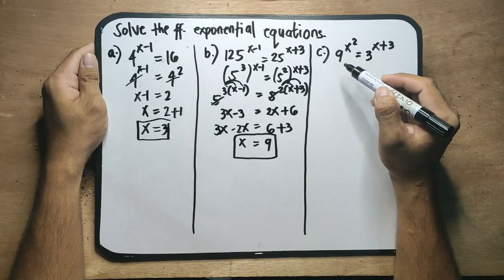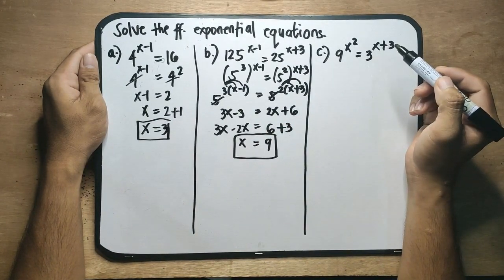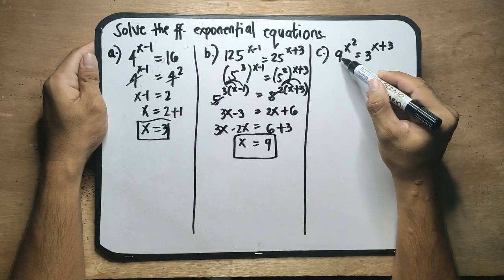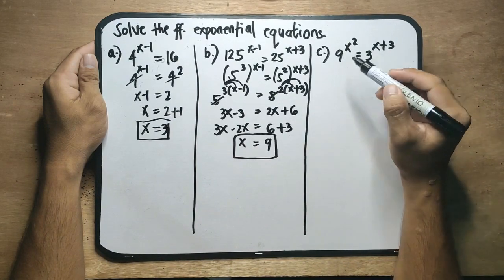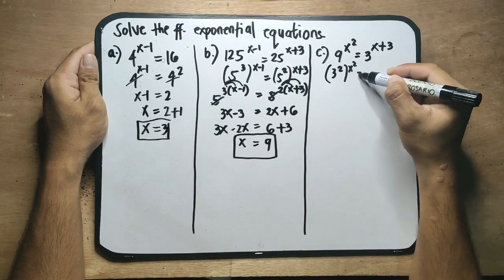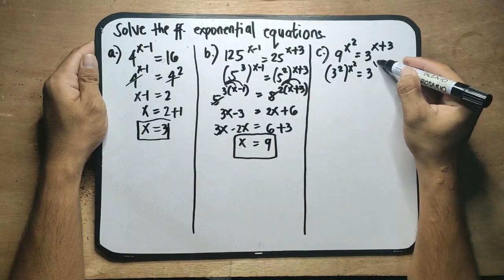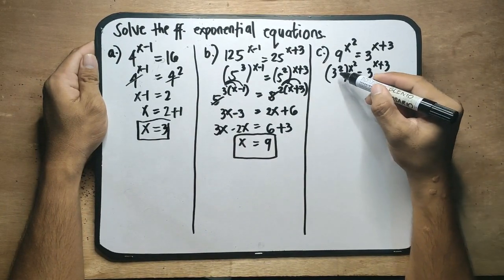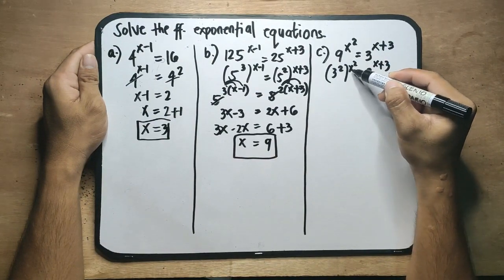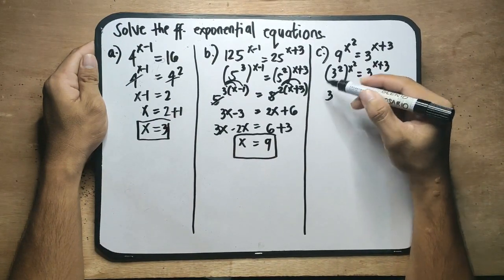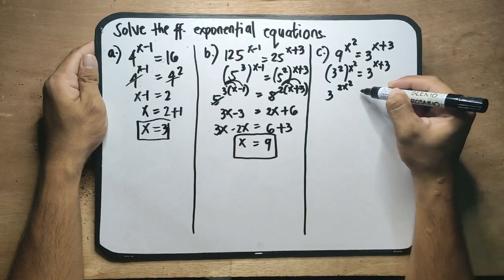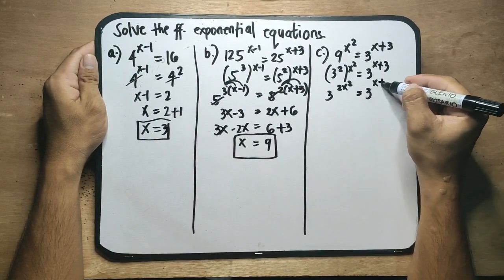For the last example, last item, 9 raised to x squared is equal to 3 raised to x plus 3. So, si 9, multiple siya ni 3. So, 9 is the same as 3 times 3, or 3 squared. So, 3 squared raised to x squared is equal to, we just bring down 3 raised to x plus 3. So, applying the product rule, yung power kasi, ni-raise again to another power, we simply multiply the two powers, okay? 2 times x squared is 2x squared is equal to 3 times x plus 3.